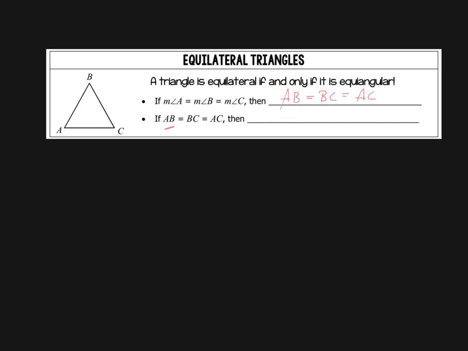Conversely speaking, if AB equals BC equals AC, so if you have those side lengths, then angles A, B, and C are also equal. So the measure of angle A equals the measure of angle B equals the measure of angle C if all of the sides are congruent. So again, if you have equilateral, you definitely have the equiangular piece as well. So if you see this congruent notation on the sides, you can automatically put the congruent notation on the angles and vice versa. Now let's put this information into action.